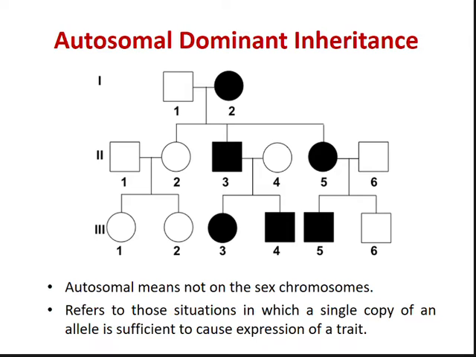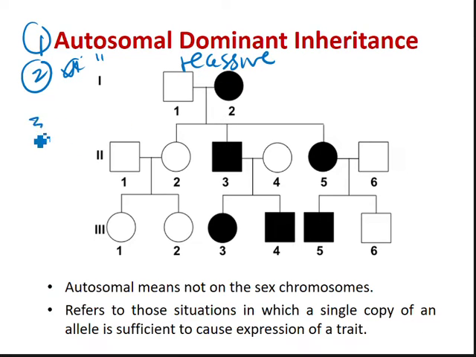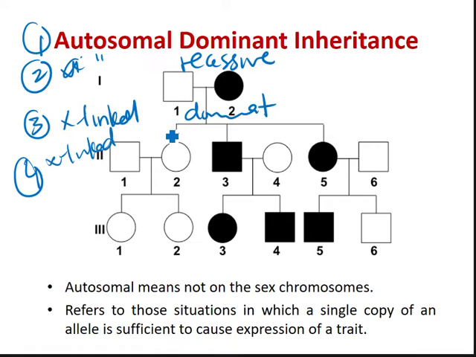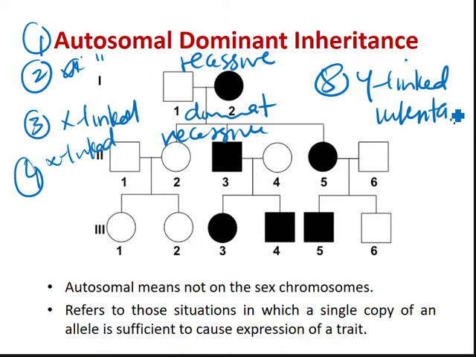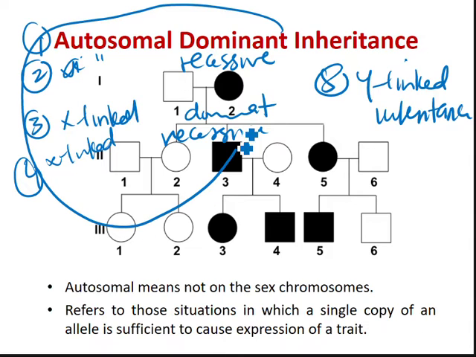There are 5 major types of inheritance. We have autosomal dominant, and then autosomal recessive, and then X-linked dominant, and then X-linked recessive, and last one, Y-linked inheritance. So we will look into these 4 modes of inheritance one by one, starting with the autosomal dominant inheritance. Y-linked is something that we will not look into in this lesson. Okay.